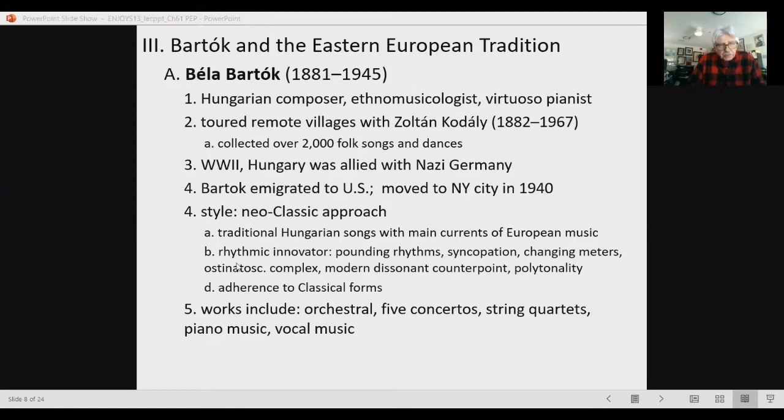So he's considered to be a rhythmic innovator, pounding rhythm, syncopation, changing meters, ostinatos, modern dissonant counterpoints, polytonalities, and all of his music does not exhibit those all at the same time, right? So adherence to classical forms, like we said. So he wrote orchestral music, he wrote 5 concertos, he wrote string quartets, 6 very famous string quartets, a lot of piano music that students play, and vocal music.